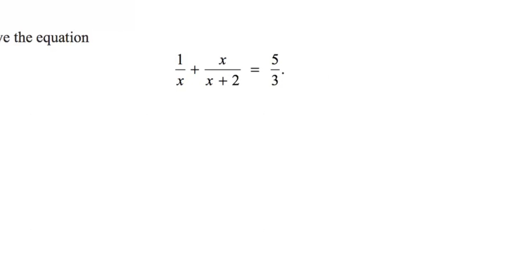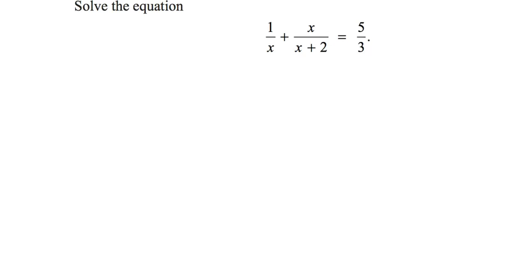Okay, let's have a look at one more example. These examples are long, so we won't do too many of them. So let's see if we can figure this out again from the beginning. So step number 1, we're going to multiply everything by x, then x plus 2, then by 3. That's going to clear out those fractions. Okay, so we'll start by multiplying both sides by x. This is going to give us 1 plus x squared over x plus 2 equals 5x over 3.